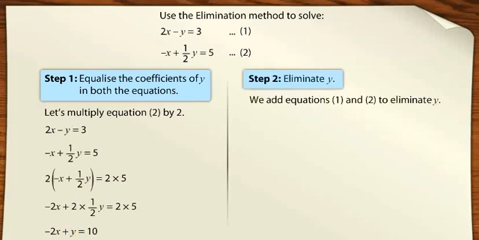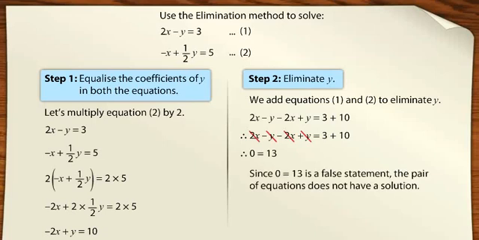Now that we have made the coefficients of y equal in both equations, we can add or subtract the equations to eliminate y. Here, we add the equations. We see that x is also eliminated along with y, and we have 0 is equal to 13. Since this is a false statement, we cannot solve this equation. Here the system is inconsistent and the equations do not have a solution.